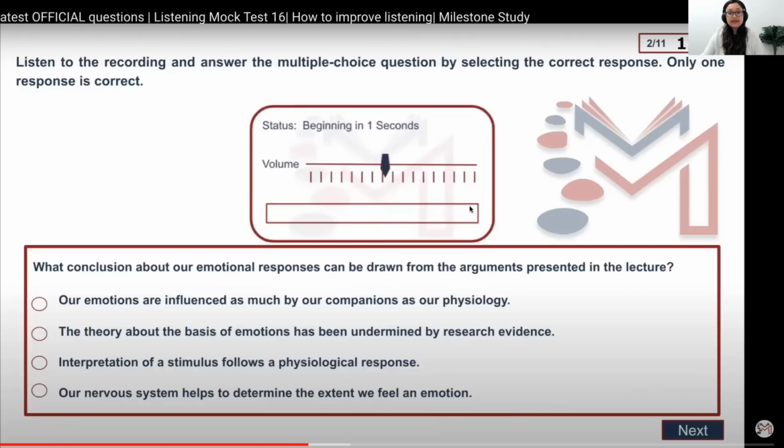Okay, so understand this fact that there is negative marking in multiple choice, multiple answer. I'll tell you about it when we come to that question. But this one has no negative marking. This is multiple choice, single answer. Only one response is correct. Okay. So again, they're asking us about emotional responses. Let's do it.